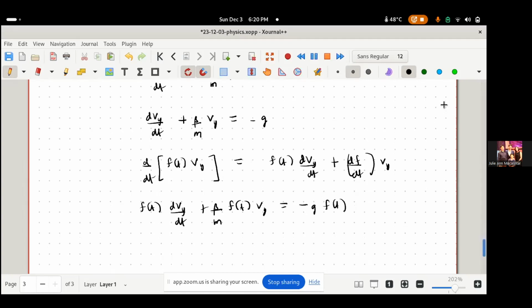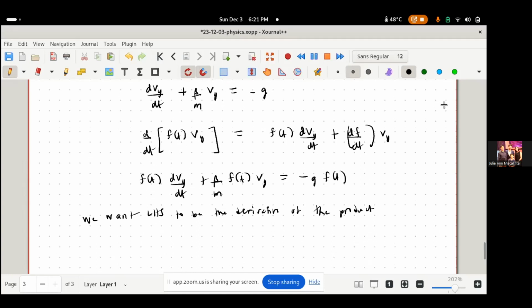Ngayon, if we compare, kasi ang requirement natin, derivative of a product yung left-hand side. Okay. So, yung F function appears on all sides na parang meron siyang ganun na form. So, you will just fit beta Vy over m para maging df dt. So let's compare.